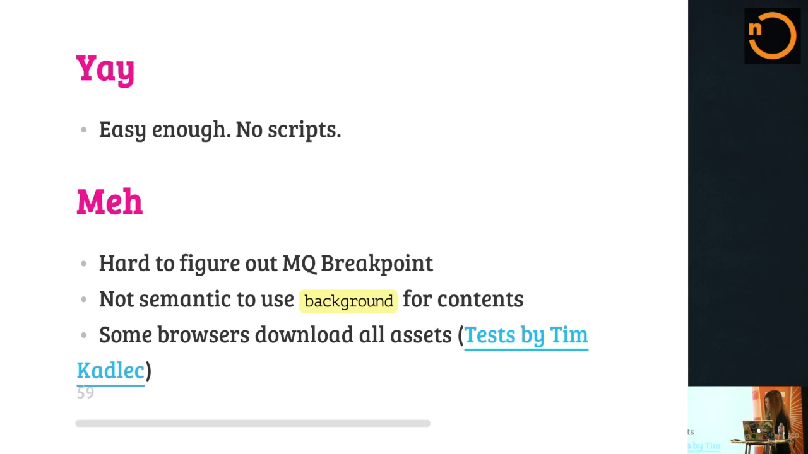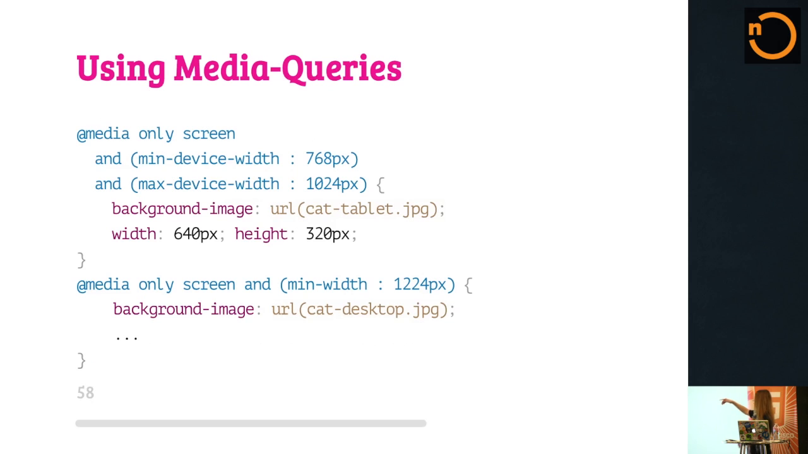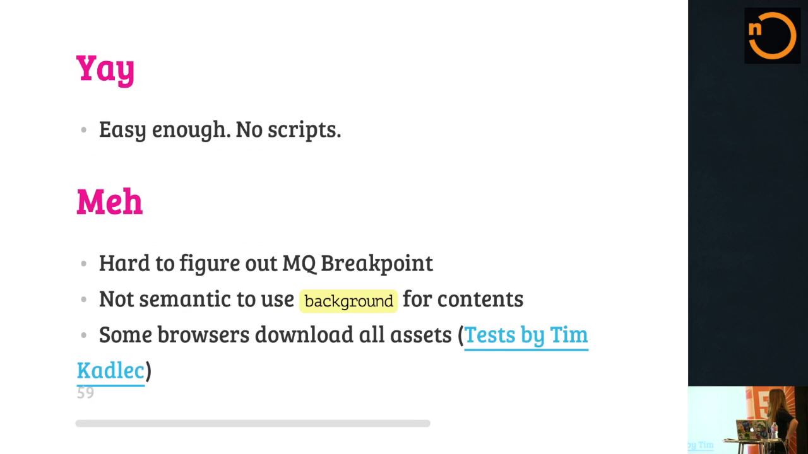But the problem is always the breakpoint. I kind of messed up, this code is wrong, but the breakpoint is those numbers, right? How do we figure it out? Currently what we do is get the statistics of popular devices and try to figure out which numbers to use. But this is really awkward. There's really no easy way to do it.